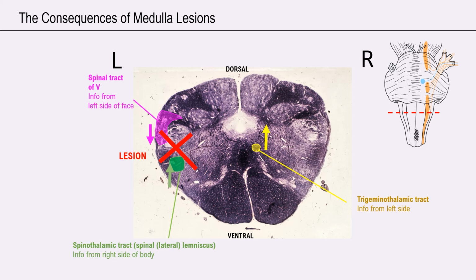In the trigeminothalamic pathway, the fibres cross over at the spinal nucleus. So when we look at this location of this hypothetical lesion, we are compromising the first order neurons still in the spinal tract. So the sensation will come from the ipsilateral or same side of the face. So therefore, a lesion here will result in contralateral body sensation and ipsilateral face sensation changes.